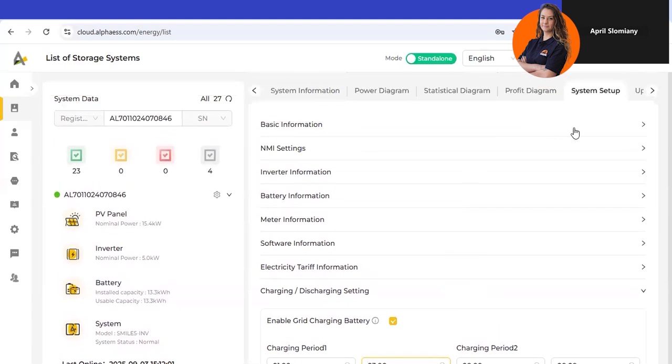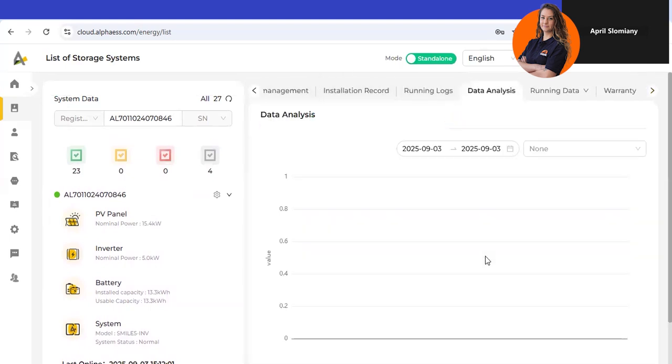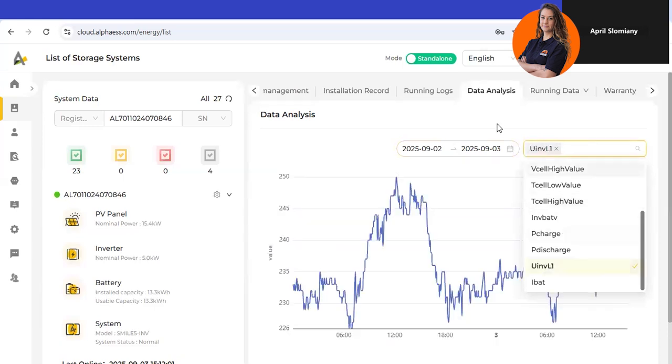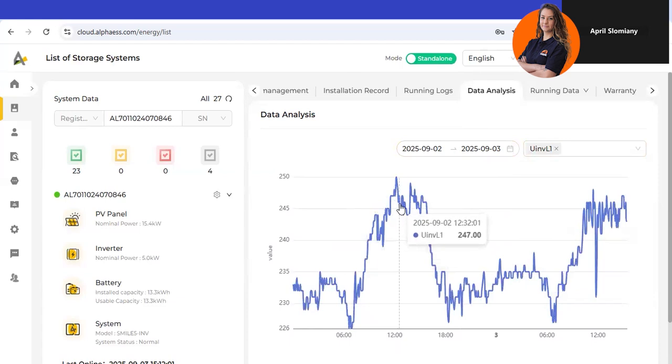You can get an even closer reading on the performance of your Alpha battery as well through the data analysis. So if we click in here, it will draw you a performance day. If you come down to UINVL1, that's actually your grid voltage. So generally we want the grid voltage to always sit below 254 volts.